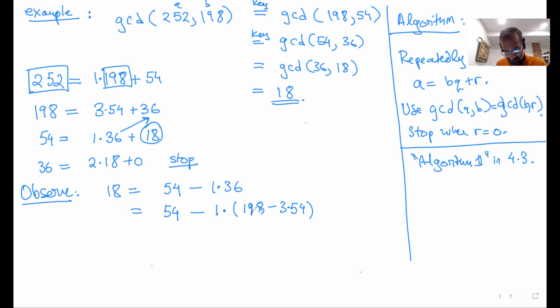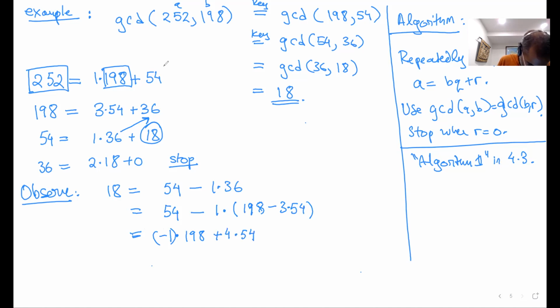Okay, so I got rid of the 36 now. I only have the 198 and the 54. And now, again, if I group the 54 terms, so I have minus 1 times 198, I guess plus 4 times 54.